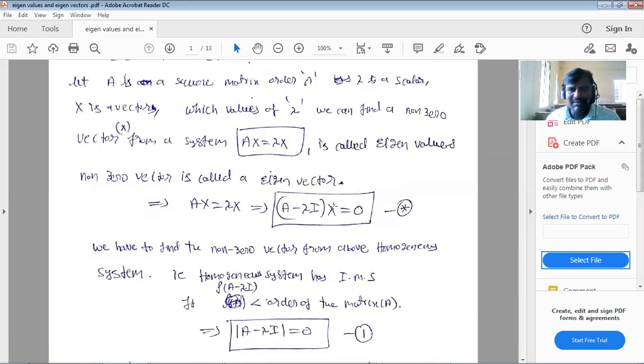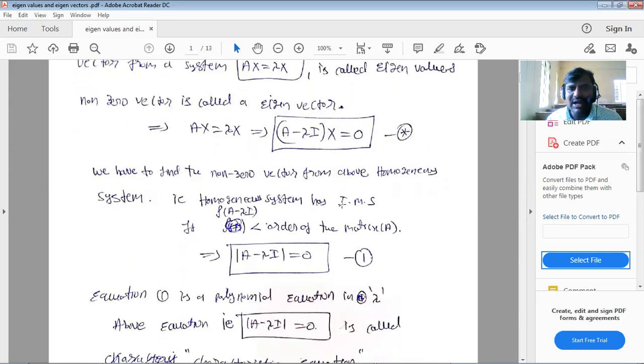Isn't it? A is an n by n matrix, I is the identity matrix, lambda is unknown, and x is also a vector, an n by 1 vector. It is nothing but a homogeneous system. Now you have to solve the homogeneous system for non-zero vectors. We have to find the non-zero vector from the above homogeneous system.